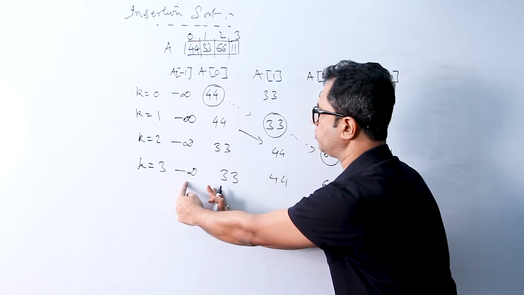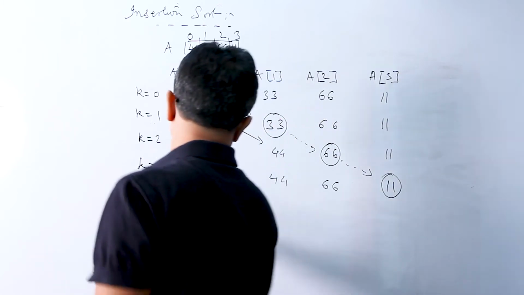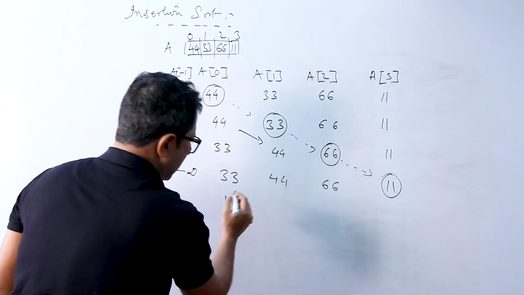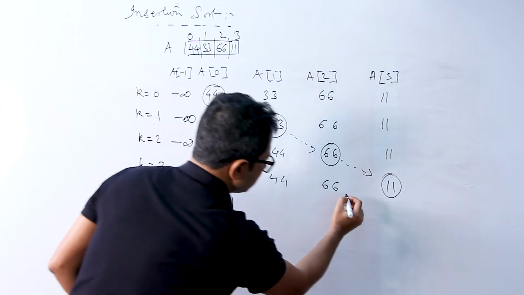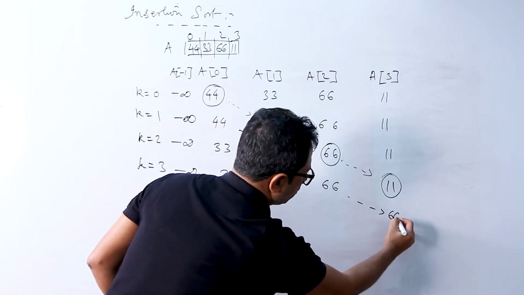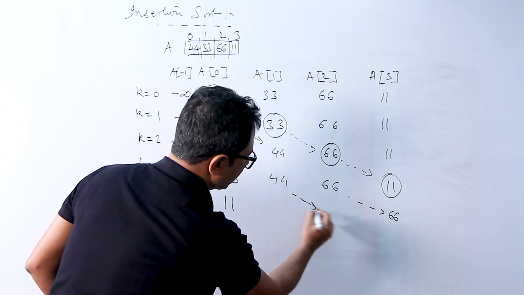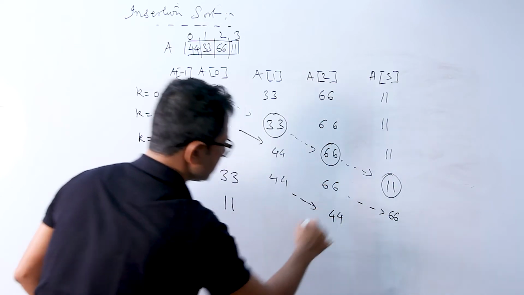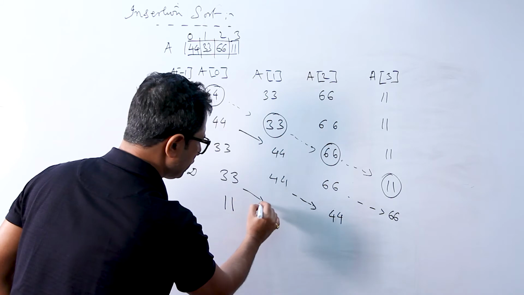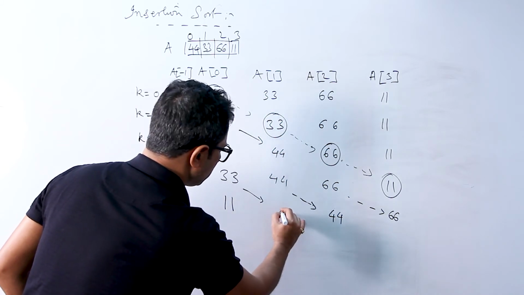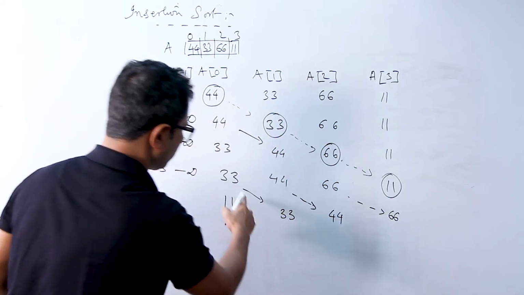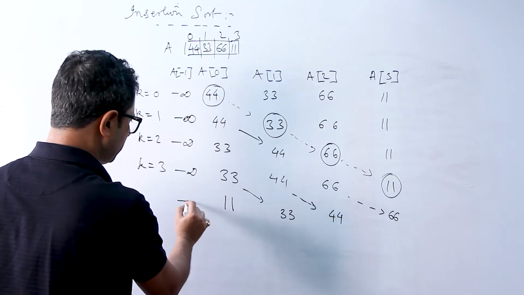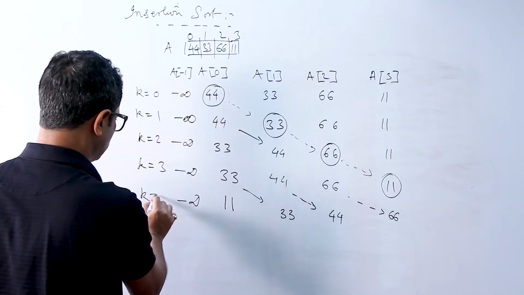It will stop over here, and 11 will be positioned in the number 0 position. This 66 will take the place of 11, 44 will take the place of 66, and 33 will take the place of 44. 11 will be shifted over here, and minus infinity will be here. This is k is equal to 4.